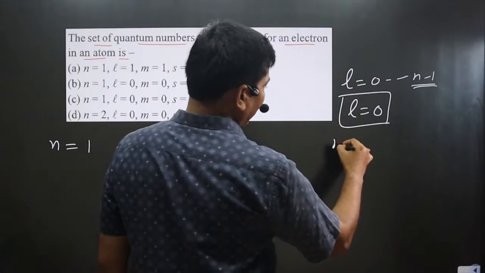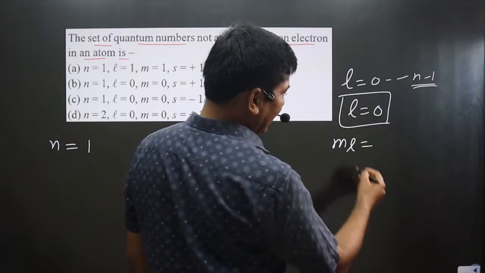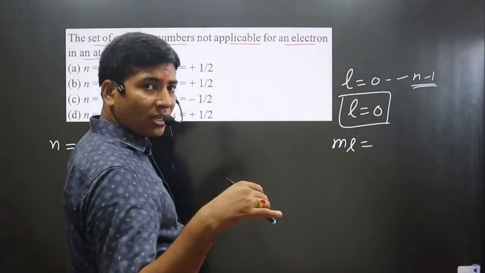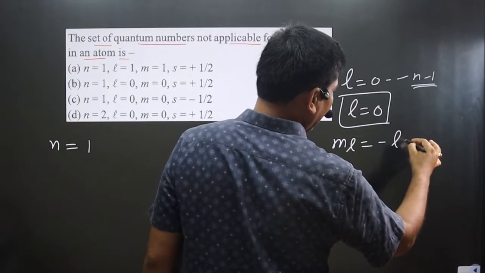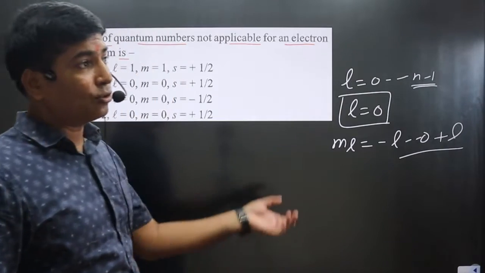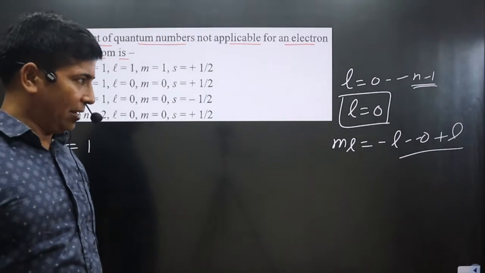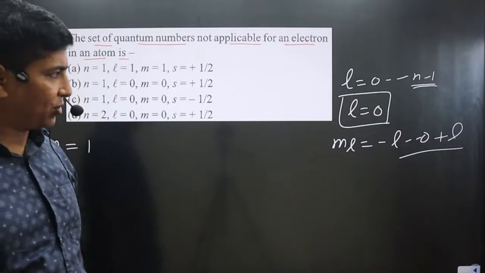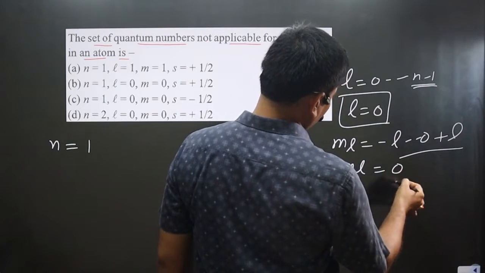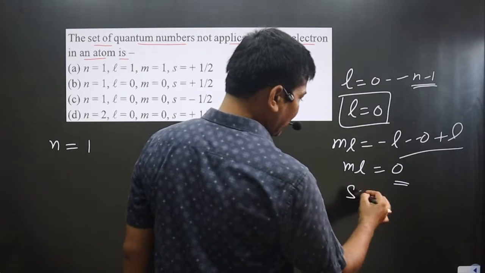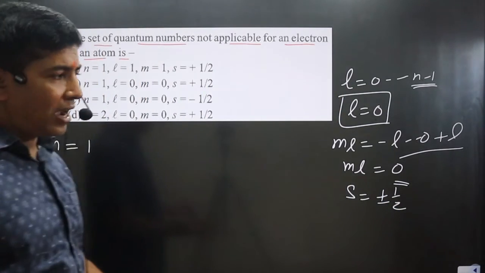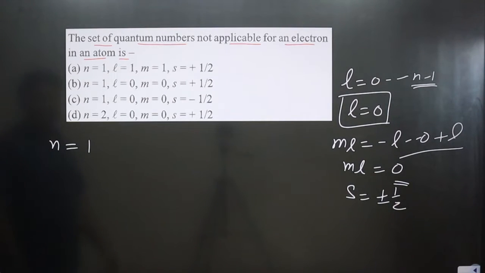And if I have to determine the ml value, in this case the ml value, that is the magnetic quantum number value, depends on the azimuthal quantum number value. In this case minus l, 0, and we have plus l. From the minimum value of l, you go to the maximum value of l, and we have to include 0 also. If the l value is 0, the ml value will always be 0. And the s spin quantum number value will be either plus half or minus half. This is how we have the relation.